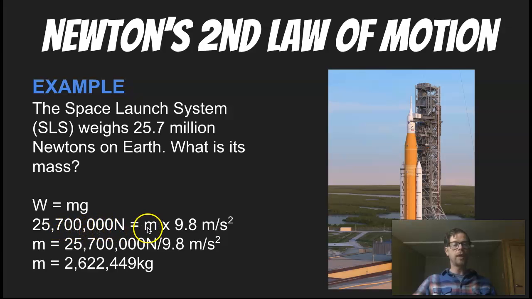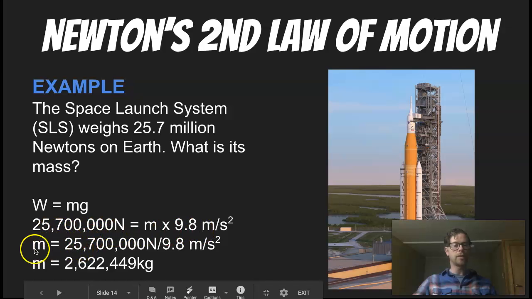And that is equal to m times 9.8 meters per second squared. So to solve for m, we have to divide both sides by 9.8. So m is equal to 25,700,000 newtons divided by 9.8 meters per second squared, and that is equal to about 2.6 million kilograms. So those are weight calculations, force calculations.